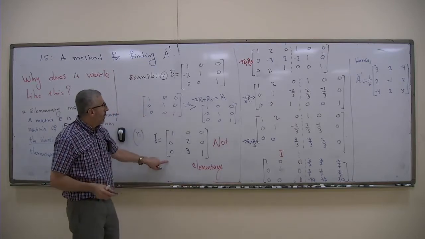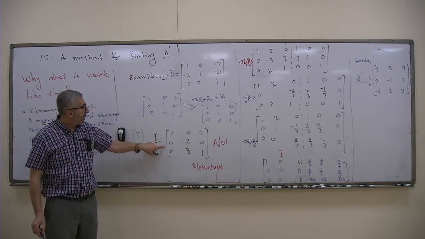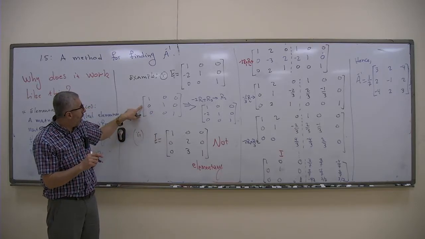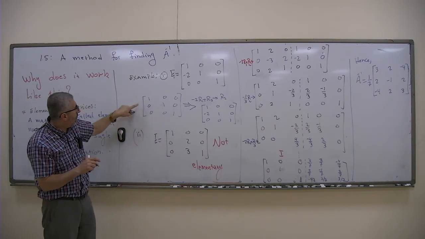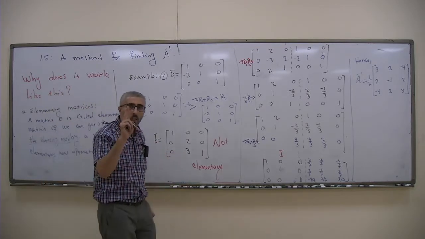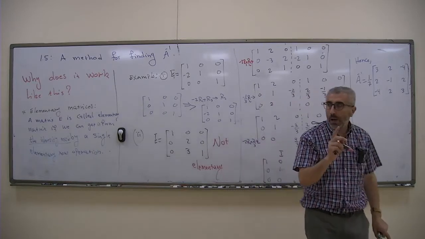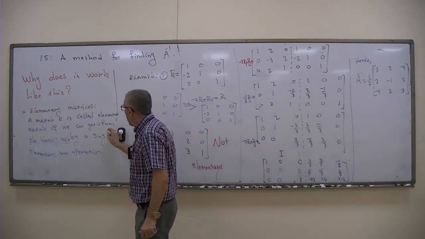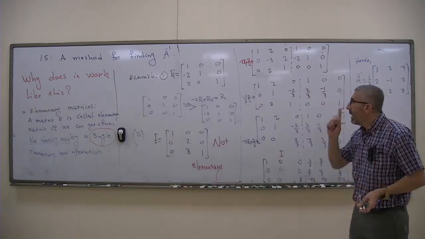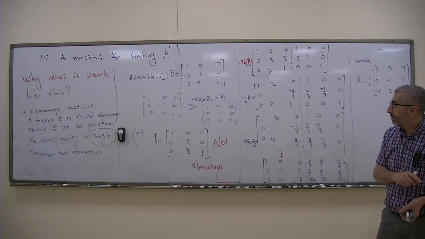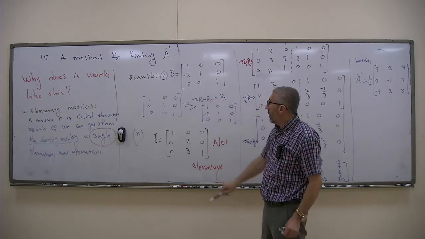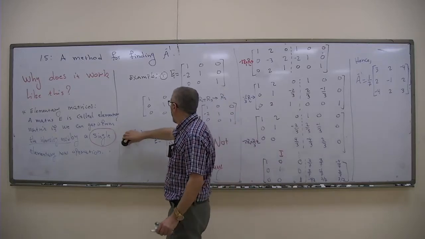Because to get this from the identity, you need 2 elementary row operations. In one of them you multiply this row by 2, and in the other you multiply this row by 2 and add it to this. So to get this, you need 2 elementary row operations, not 1. So here, a single elementary row operation is crucial in our definition. It must be a single elementary row operation. Now, after we understand the meaning of an elementary row operation, we come to this fact.